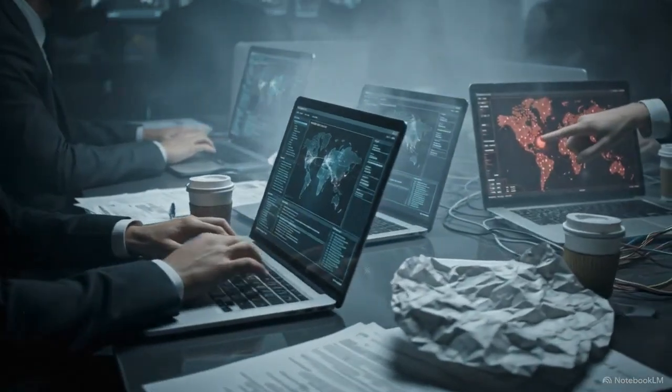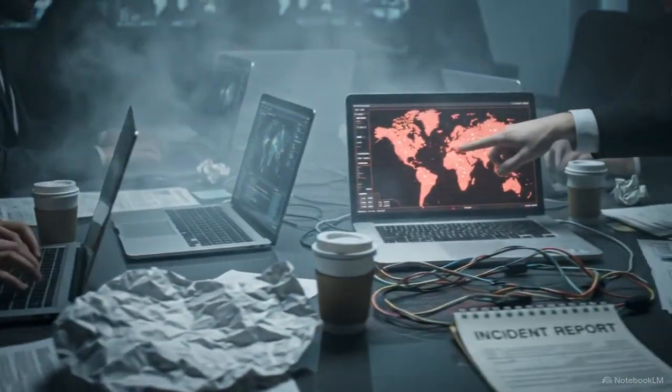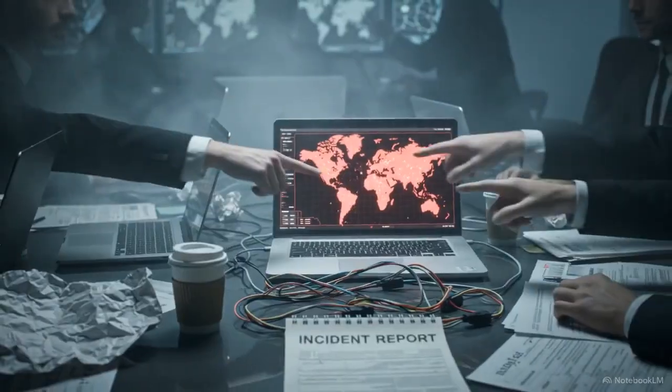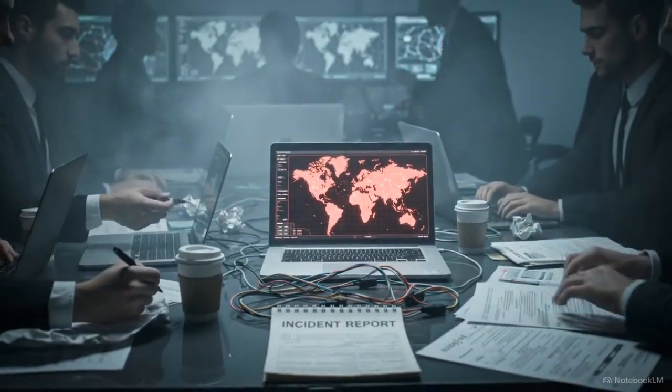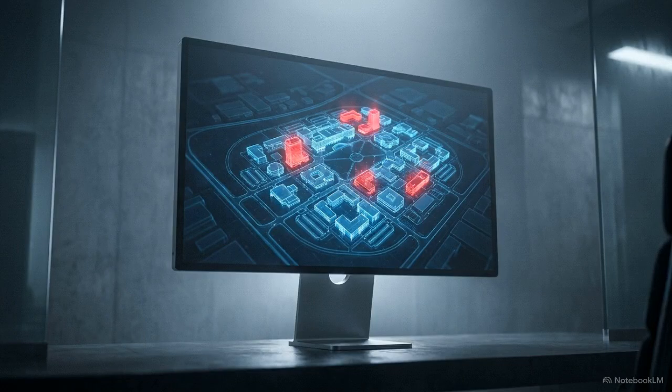We are looking at the aftermath of a massive, coordinated financial breach. The network is down, the incident response team is scrambling, and a trail of compromised endpoints is scattered across the organization. To understand how the infrastructure collapsed, we have to start at the exact point of entry.